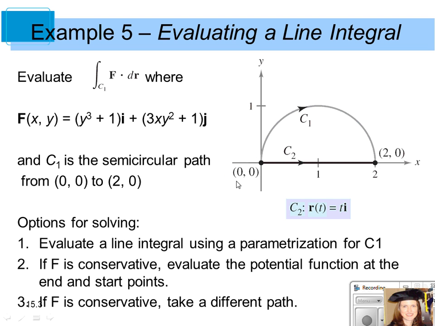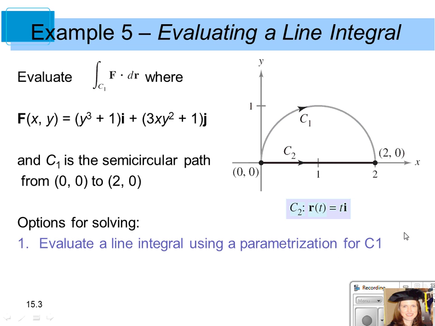The first would be to evaluate the line integral using the parametrization for that C1. And number two, if it is conservative, we'd have to check that first. We can use the fundamental theorem of line integrals and evaluate the potential function at the end and the start point. And also, if it is conservative, we could take a different path. But the last two options really do depend on if the vector field is conservative. So if we don't know right away if the vector field is conservative, we can go ahead and try that first option. Let's evaluate a line integral using a parametrization for C1.